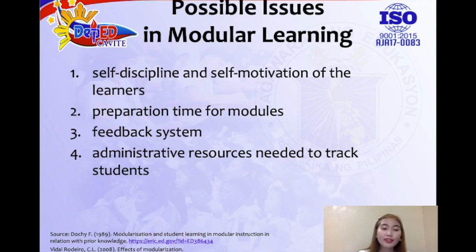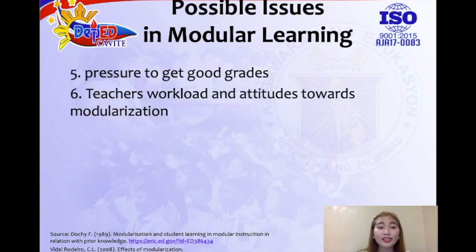Okay, fourth is the administrative resources needed to track the students, especially the technological resources. Fifth is the pressure to get good grades. This is on the part of the students. And sixth, the teacher's workload and attitudes towards modularization. You can also study other areas in modular learning, not only on the side of the students, but you can study also the problems encountered on the side of the school personnel.